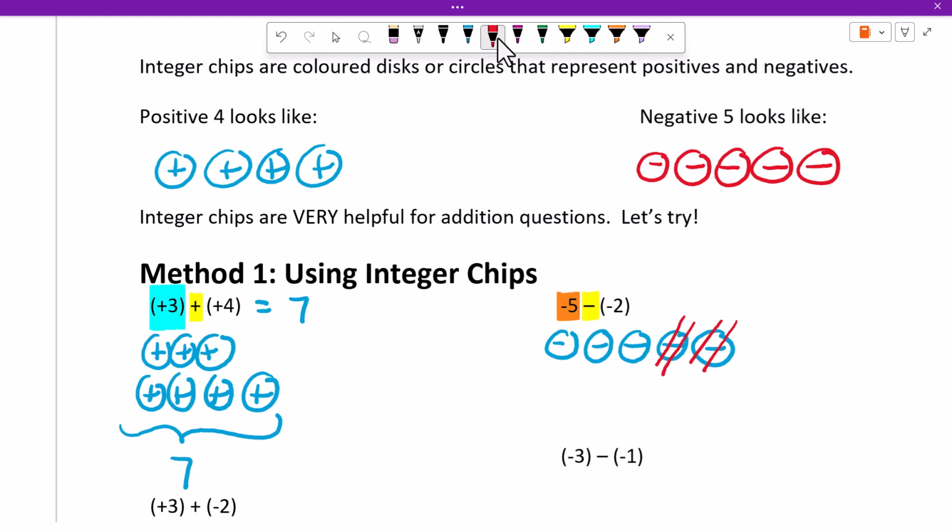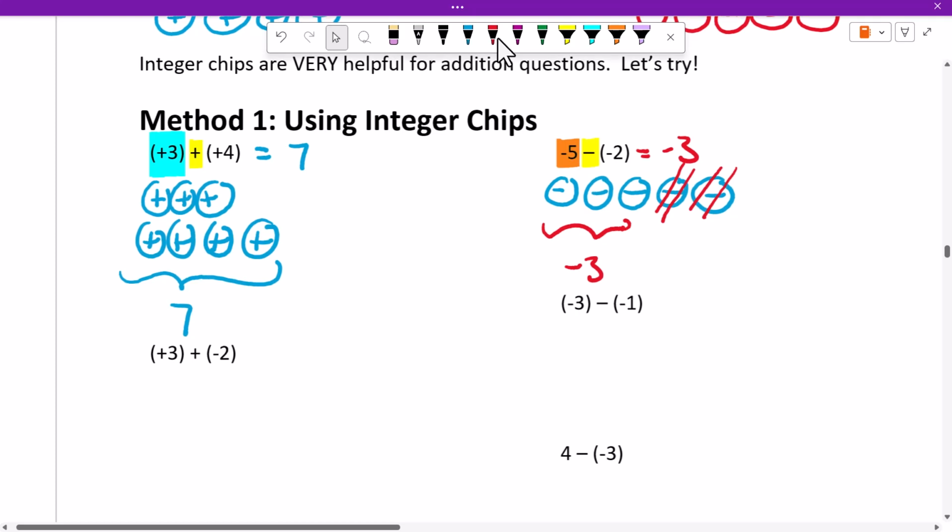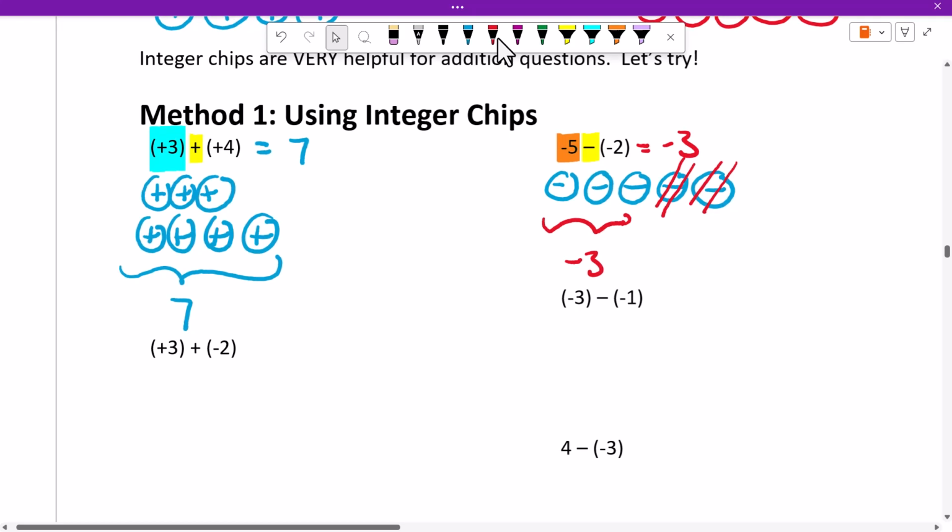So what do we have left over? -3. Right? This is -3, like this. Right? So with all these symbols, it can get quite confusing. But if you draw it out, you can figure it out. The only issue with it is the time it takes.